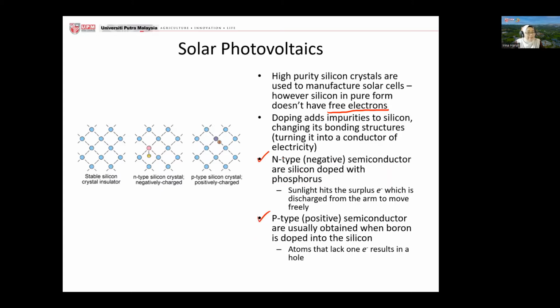So N-type, N denotes it to be negative. Okay, and this type of silicon is doped with phosphorus. Whereas P-type, which is positive type, is obtained when boron is doped into the silicon. Okay, so this is boron and this is phosphorus. So why is it negative?